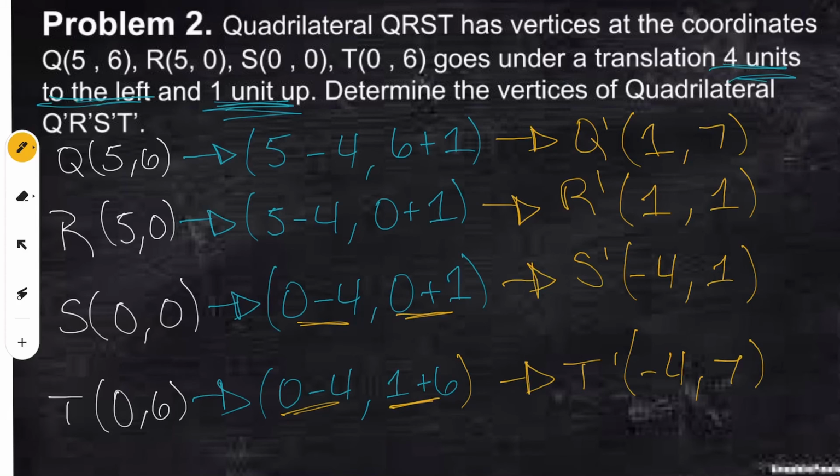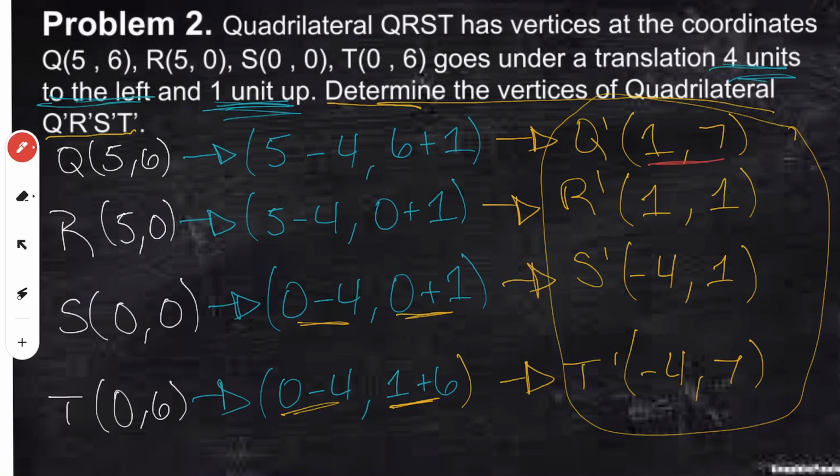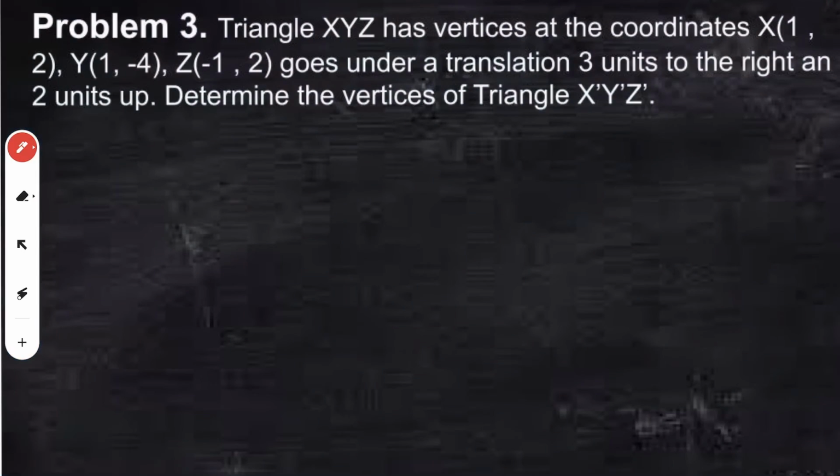Last but not least, the question is asking me to determine the vertices of quadrilaterals Q prime, R prime, S prime, T prime. We already did that, which is these points over here. So Q prime is 1, 7, R prime is 1, 1, S prime is negative 4, 1, and T prime is negative 4, 7.